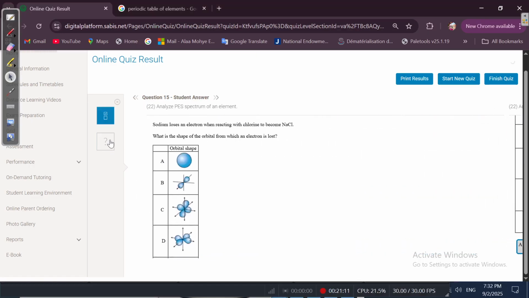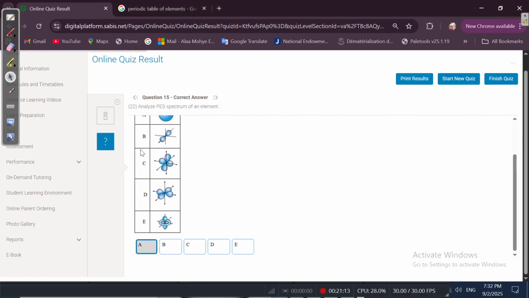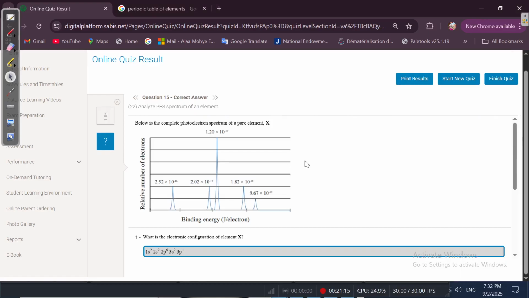Moving on. Below is the complete photoelectron spectrum of pure element X. What is the electronic configuration of element X? Okay, how do we do it? The first one is obviously here is the highest. Here is the highest energy, here is the lowest. As you go here, you're decreasing the energy.